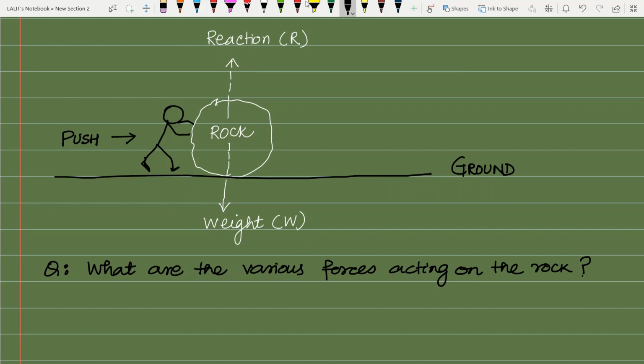The push is from the left to right. This is the applied force. At the same time, there is another force acting in the opposite direction. And what is the force? There would be a frictional force which is trying to oppose the motion of the rock. This is the friction.